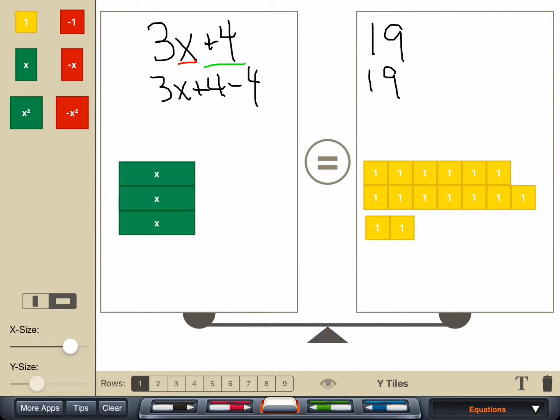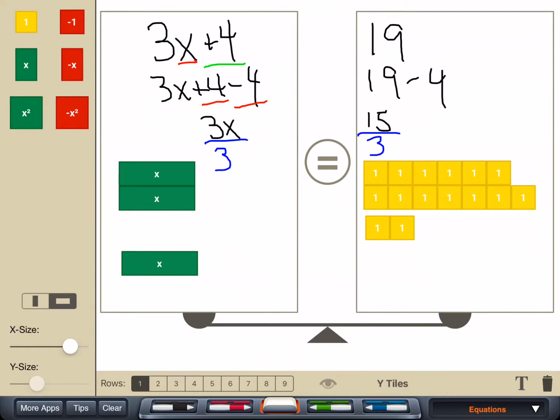So the addition of 4 has been countered by the subtraction of 4 that you just saw, and that leaves me with 3x on the left side. 19 minus 4 is 15. And 1, 2, 3, 4, 5, 6, 7, 8, 9, 10, 11, 12, 13, 14, 15. I'm good. Now, I have 3x, and I need to neutralize the coefficient of 3 by using the same number with the opposite operation. So I'm using a 3, but I'm dividing. Okay? What I do to the left, I do to the right. Divide by 3.